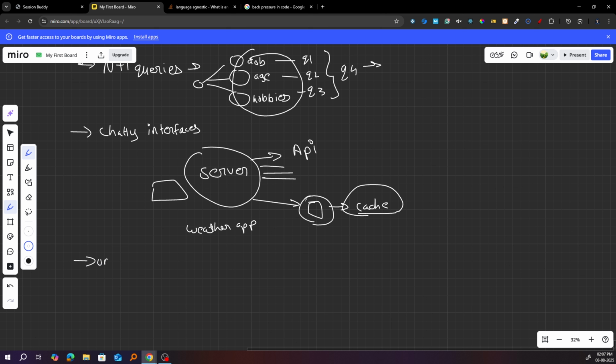Now third is unbounded data. What is unbounded data? This occurs when a system retrieves or processes more data than is necessary for the task at hand, leading to increased resource usage and reduced performance. In this case we can use GraphQL, the example that we saw earlier, right? It only brings the required data. Unbounded data means data which is unused, right?